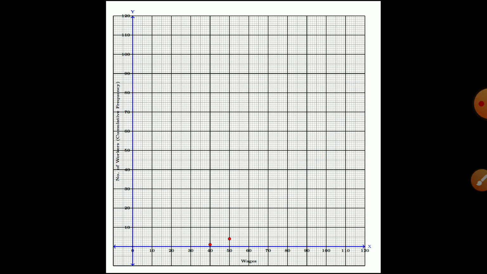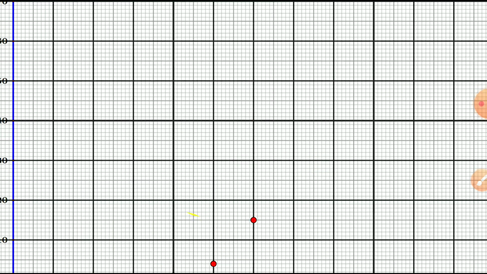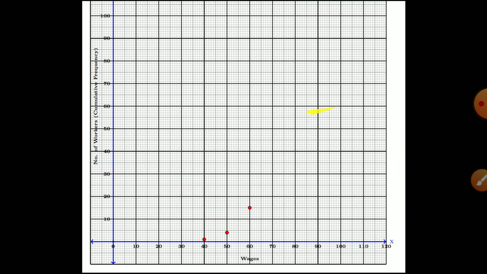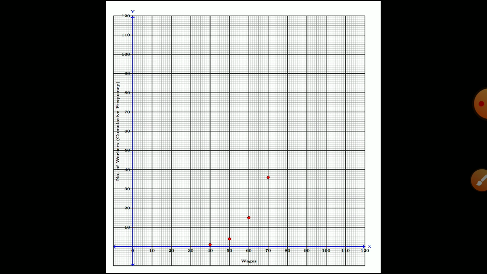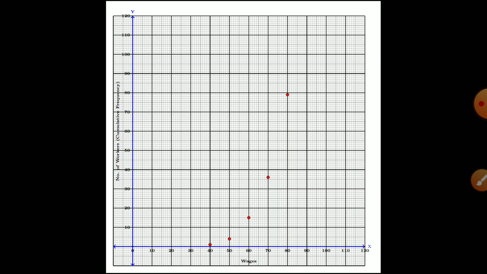Now the next point that we have to plot is 60, 15. Here 60 corresponds to 15. Here you can see 60, 15, 60 on the x-axis and 15 on the y-axis. That point I have plotted here. Now the next point that we have to plot is 70, 36. So see, this point 70 is here.